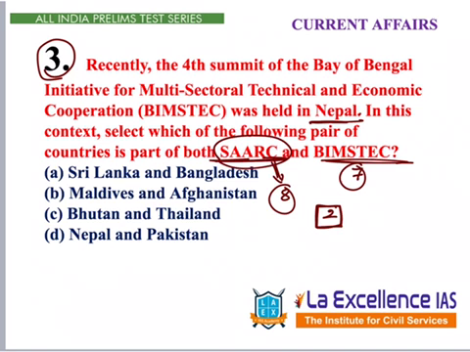Here if we see, India is there, but in the options India is not given. If we see which are South Asian countries, Sri Lanka is a South Asian country, Bhutan, Nepal, Maldives, India, Afghanistan, all are South Asian countries. Thailand is not considered a South Asian country. So let us remove this option. Now SAARC and BIMSTEC. This BIMSTEC is related to Bay of Bengal. So which country is not there on the side of Bay of Bengal? Pakistan is not there. Let's remove this. Afghanistan is not there. Let's remove this.